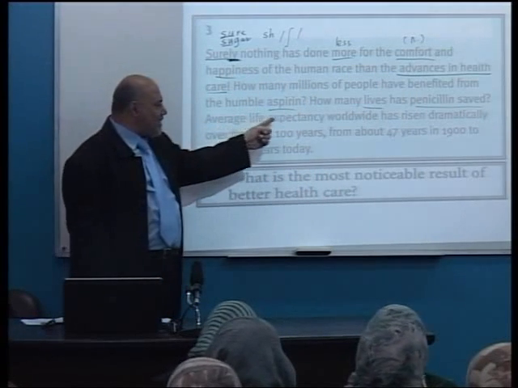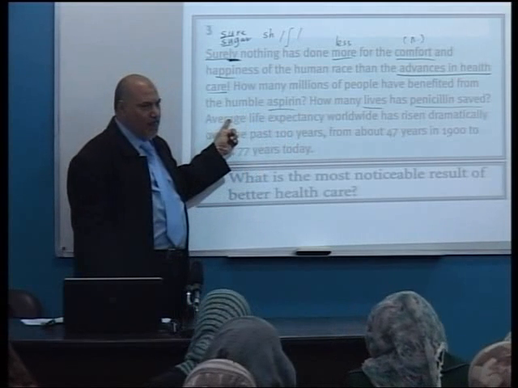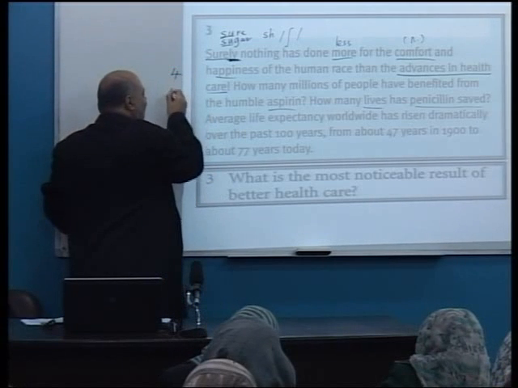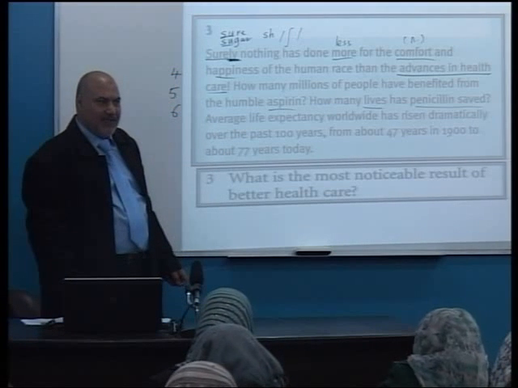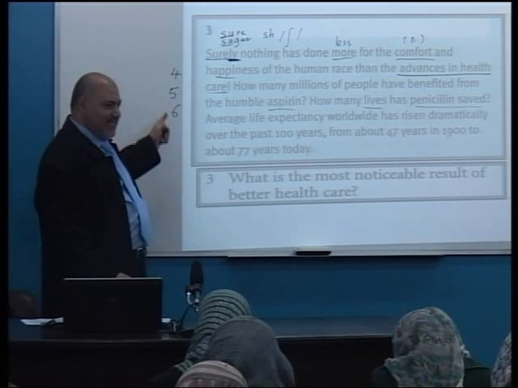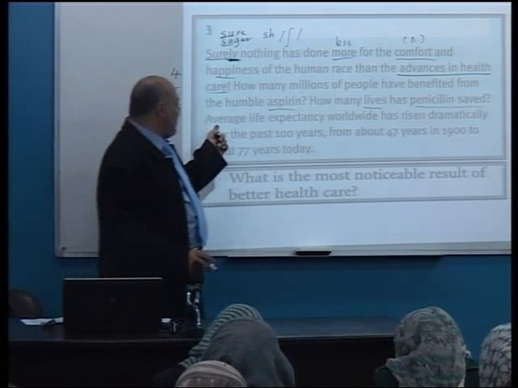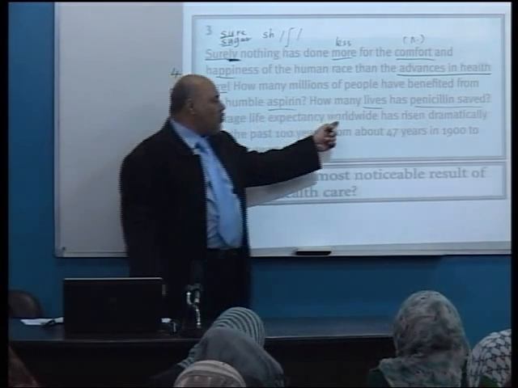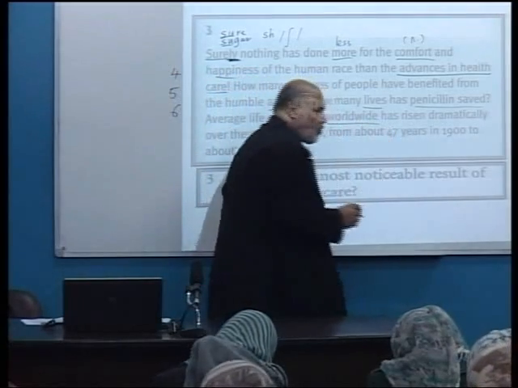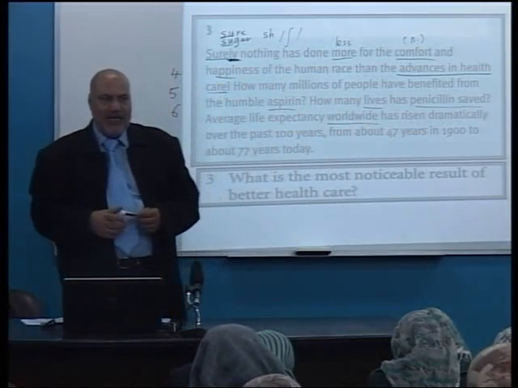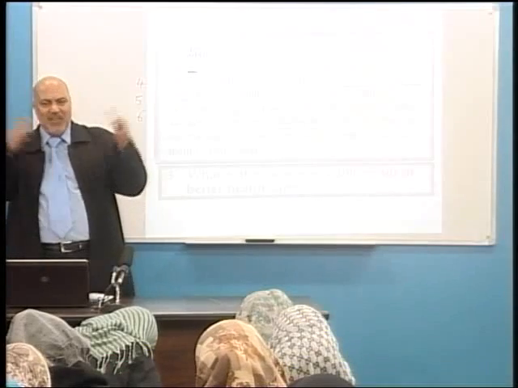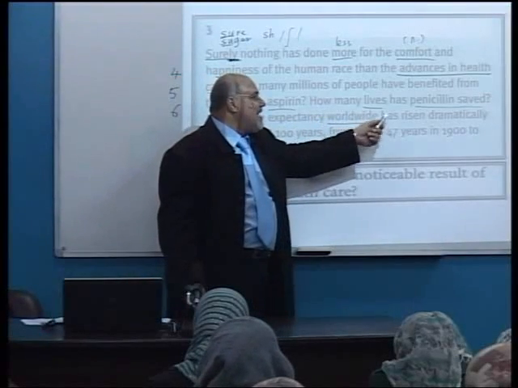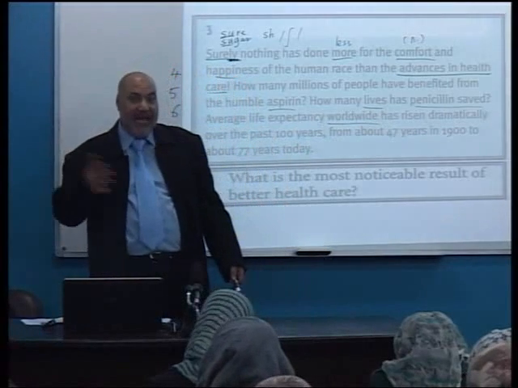Average life expectancy, average. What's the meaning of average? What's the average of 4, 5, 6? 5. Yes? The average of 4, 5, and 6 is 5. So average life expectancy, we expect something. Worldwide. What's the meaning of worldwide? All over the world. So the average life expectancy all over the world has risen dramatically, greatly. Has risen.